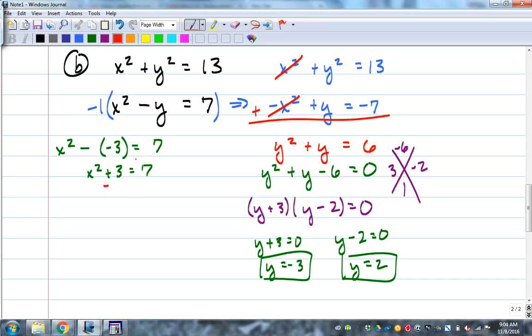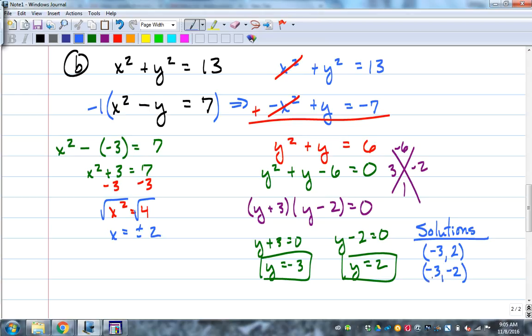I can solve that by square roots, which is a pretty good way. x squared is equal to 4, so x is equal to plus and minus 2. So I get two ordered pairs out of the one y value. I'm going to list my solutions over here. I get -3, 2, and -3, -2. Sorry, they should be the other way around. x is first: 2, -3 and -2, -3.